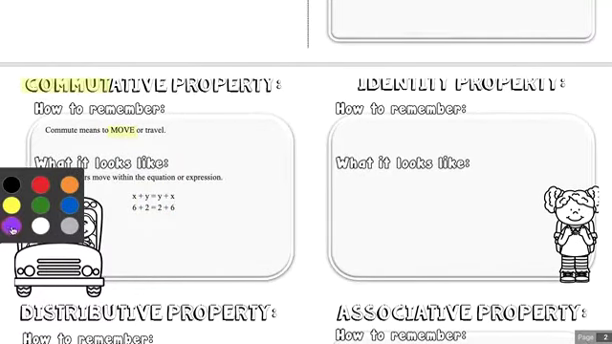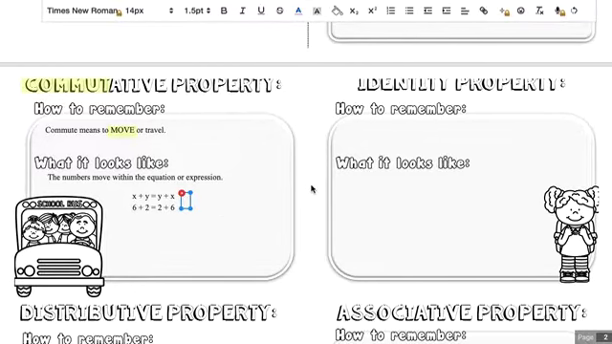Let's see. Oh, I can do different colors. So this is the commutative property of addition.